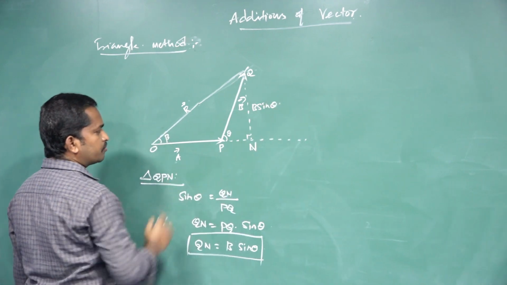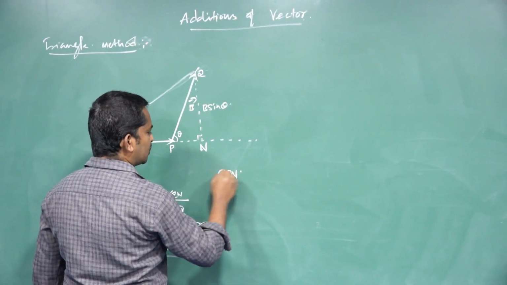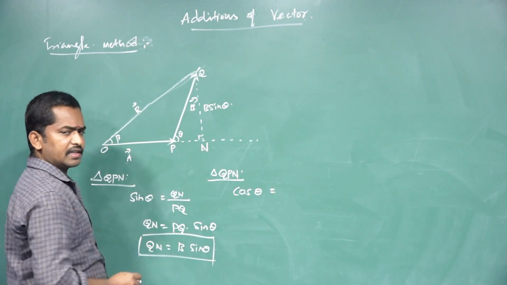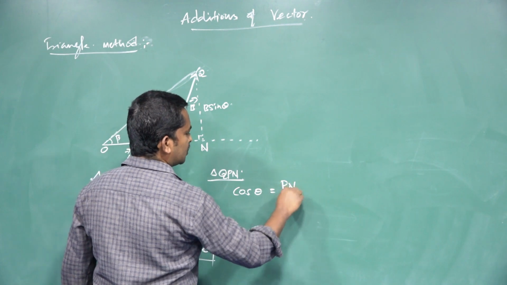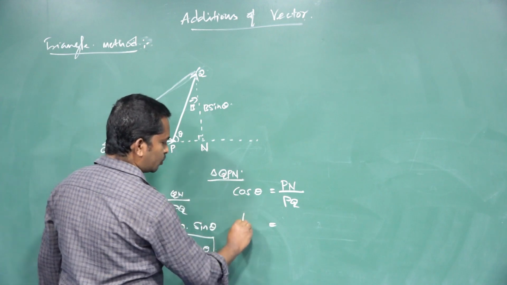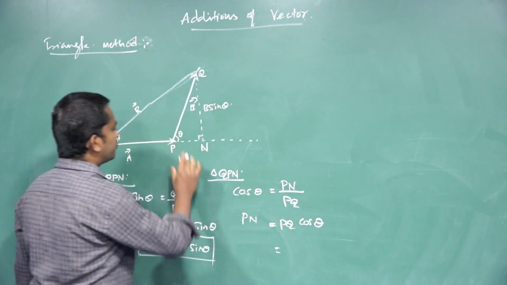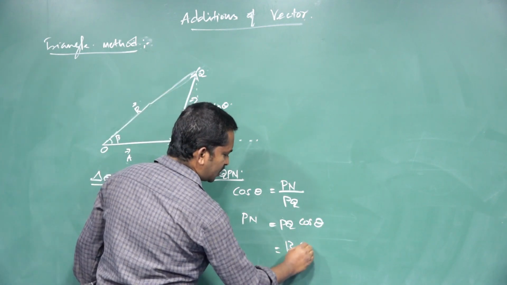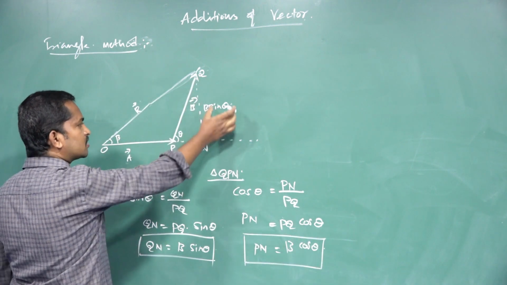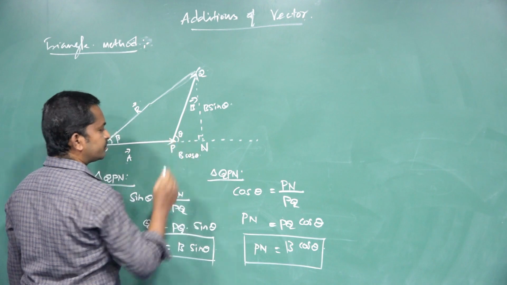I want to calculate this PN, using the angle QPN. Cos theta is equal to the adjacent side divided by the hypotenuse, PN divided by PQ. So PN is equal to PQ cos theta. PQ is the B vector, so B cos theta. PN is equal to B cos theta. So QN is equal to B sin theta and PN is equal to B cos theta.